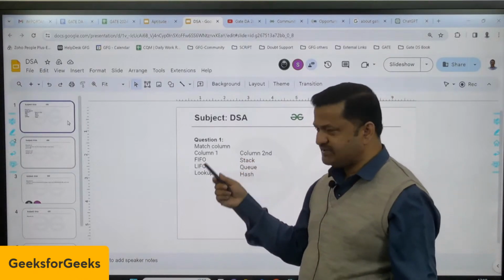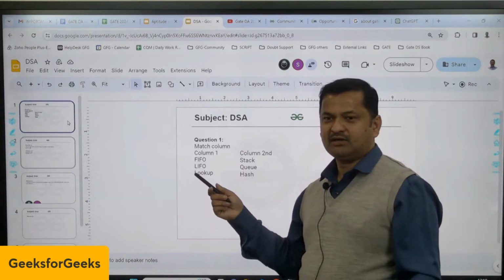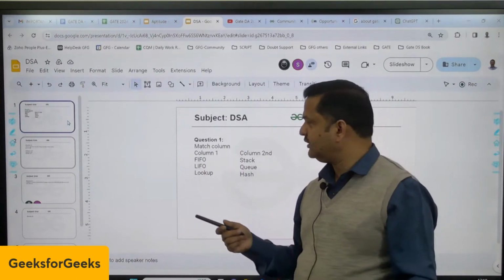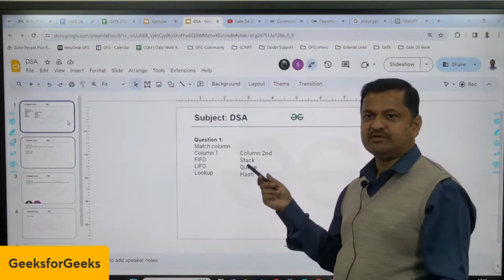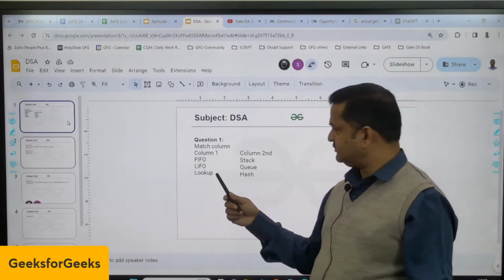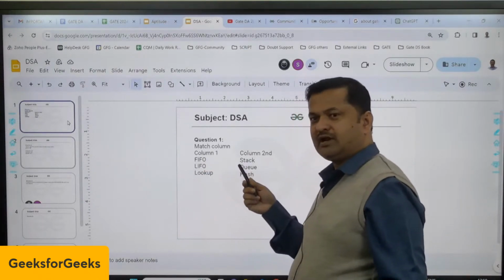The first column represents the mechanism through which we can access or insert a particular element, and the second column represents the data structures. So we have to match the correct mechanism with the correct data structure.